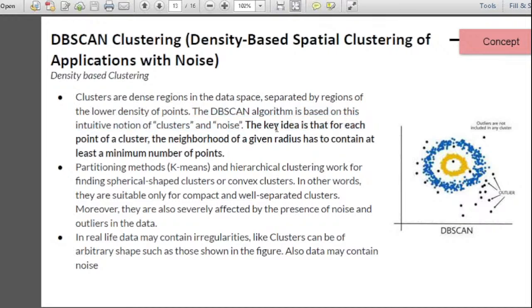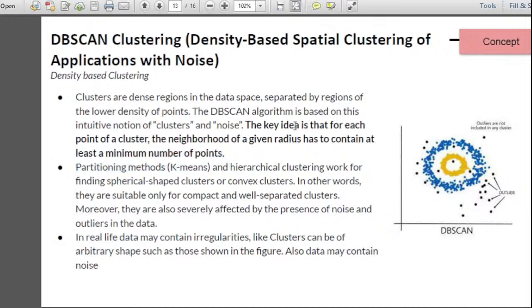The key idea here is that for each point of the cluster, the neighborhood of a given radius has to contain at least a minimum number of points. So that is the key guiding idea behind DBSCAN, that there has to be a minimum density, or minimum number of data points, in the neighborhood. If there are some minimum number of data points in the neighborhood, I will club them under one cluster.